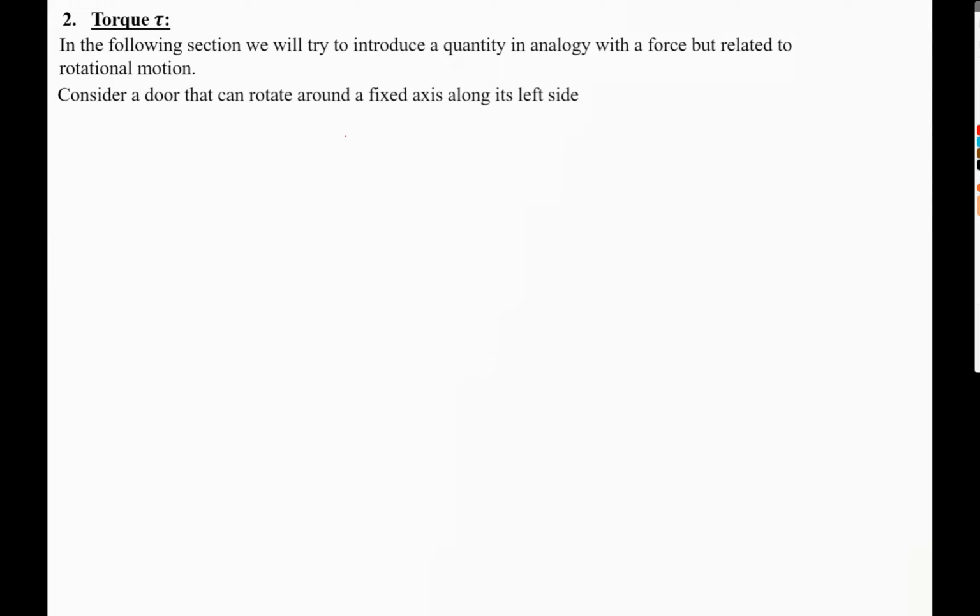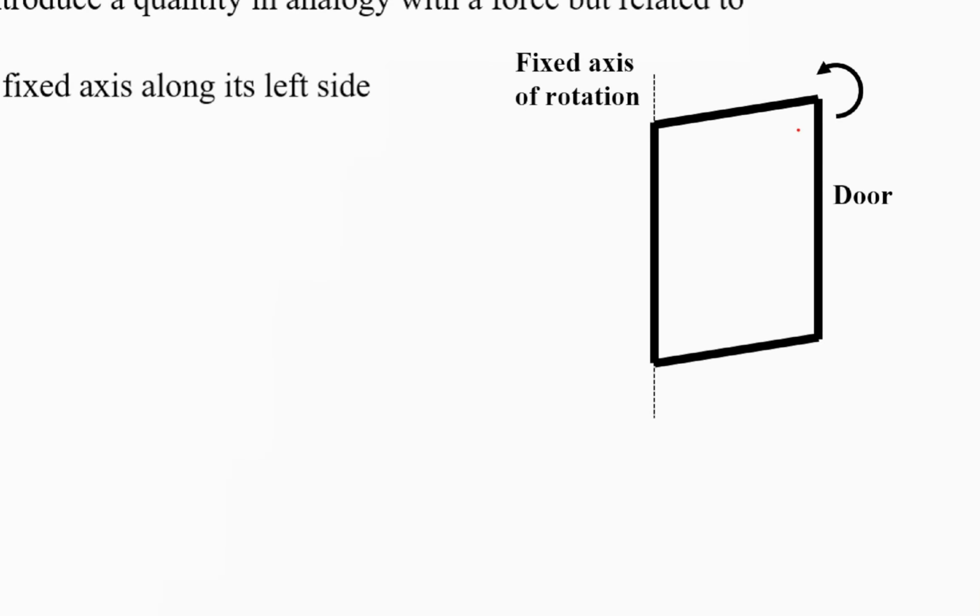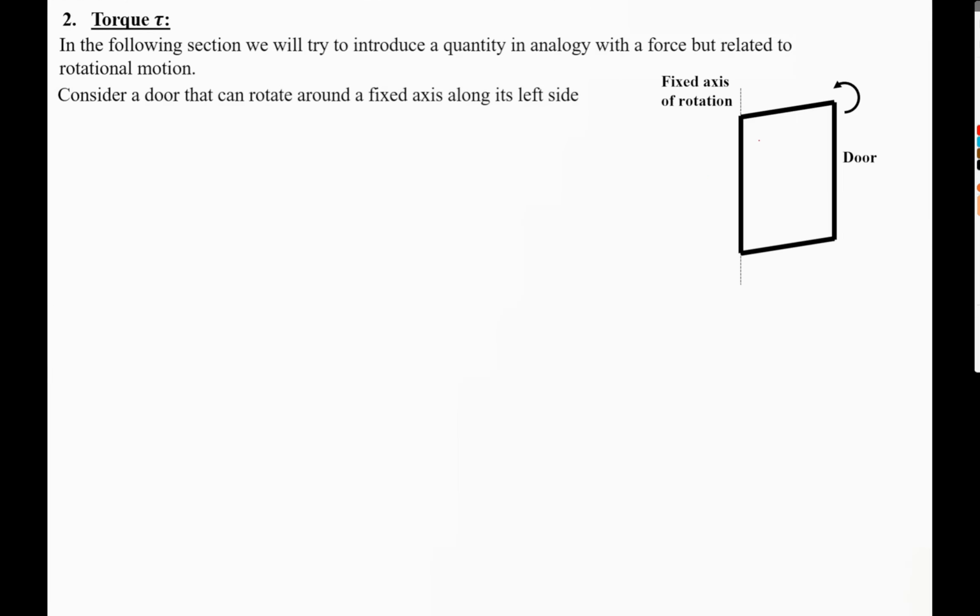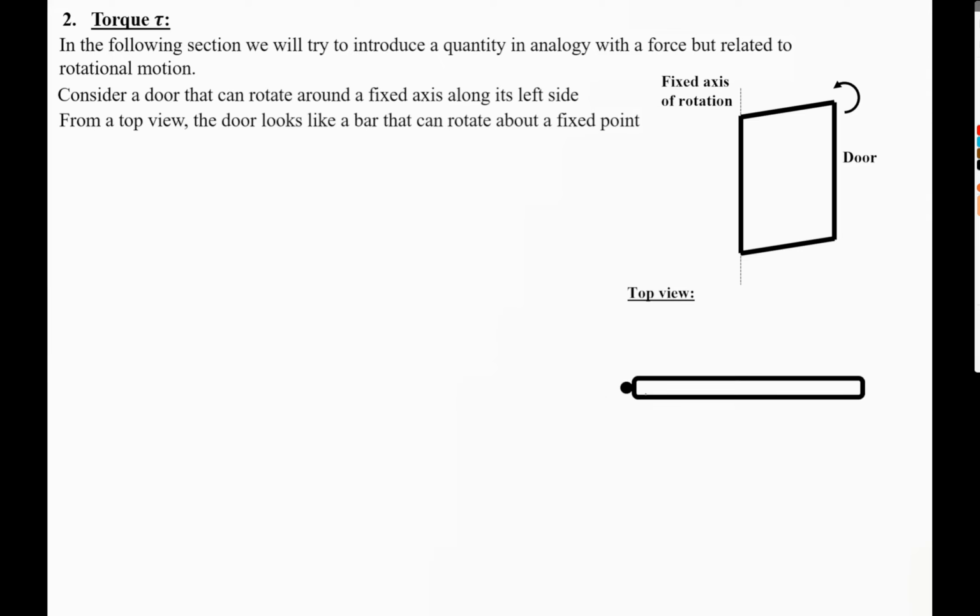Consider a door that can rotate around a fixed axis along its left side. So this is the door, and the door can rotate in the plane of this axis, left and right. From a top view, the door looks like a bar that can rotate about a fixed point. So a trick that you usually apply in physics: we switch the view from front view to top view. So this is the top view of the door. The rotating point is known as the pivot point, fulcrum, or even the hinge.